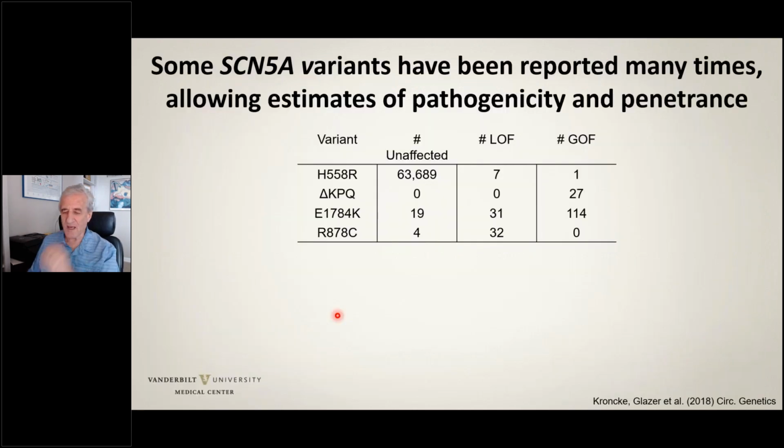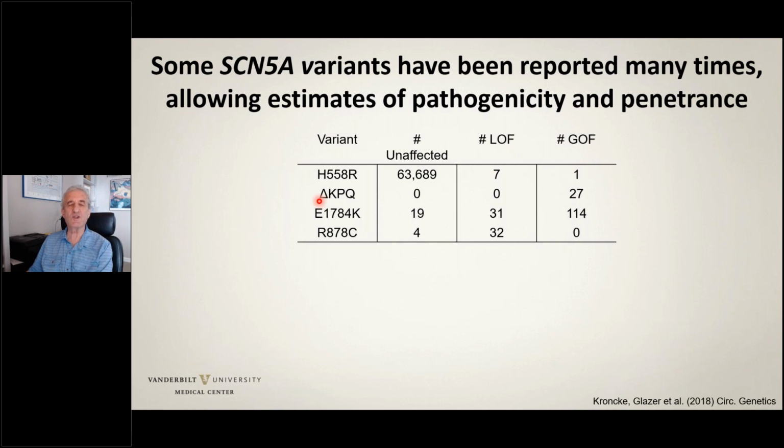So Brett Kroncke has been working, well, let me just give you a little bit of background. In a paper that Brett and Andrew produced 2 years ago, they looked across all 1,700 reported non-synonymous variants in the cardiac sodium channel. And here are 4 that are well recognized in the literature. H558R is a variant that occurs in about 25% across all ancestries. Very few reports in the literature of loss of function or gain of function.